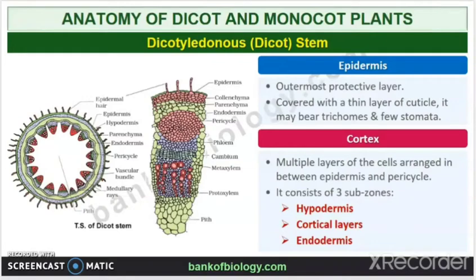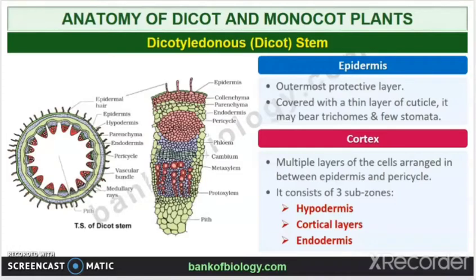So I hope you are clear with dicot and monocot root. Let us now start with the next anatomy, which is the dicot stem and monocot stem. Okay, so first let us start with the dicot stem or the dicotyledonous stem. As in other plant bodies, the epidermis is the outermost part of this dicot stem.